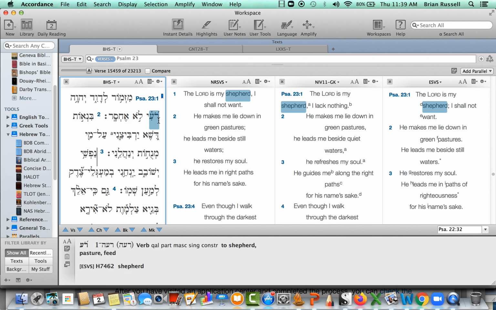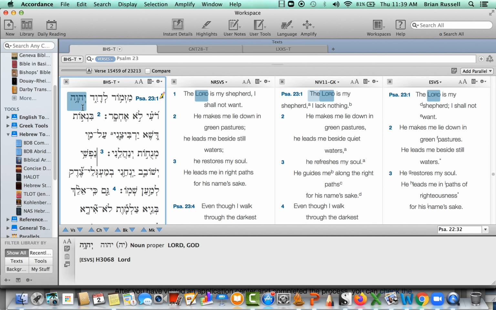Okay, we're going to break this into pieces. And so we have Yahweh and then a word that gets translated in English as my shepherd, but we're going to get into the weeds of this. Now, obviously the subject here is Yahweh, so this is a noun functioning in the nominative state as a subject, okay?